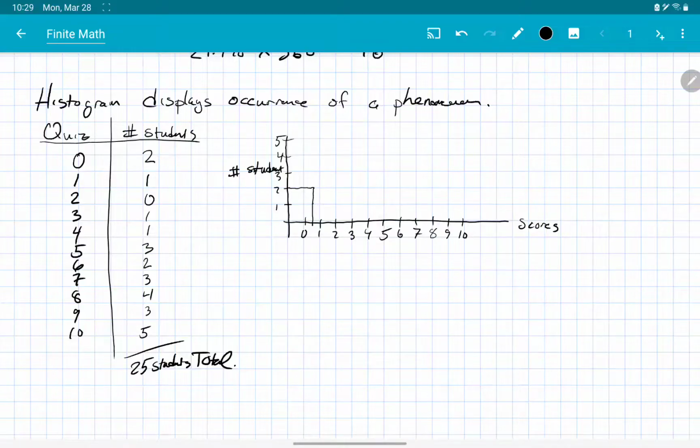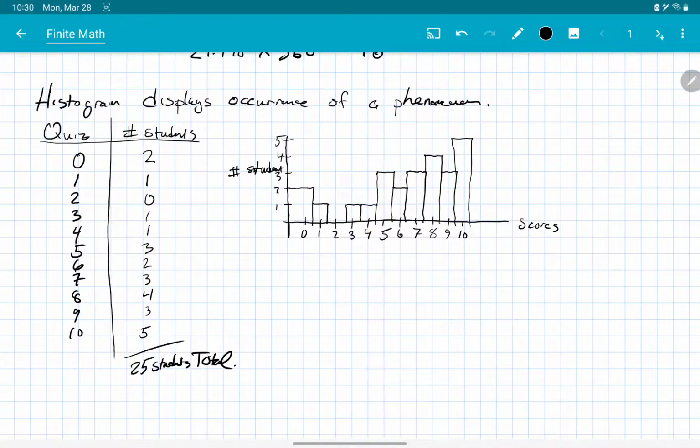Here we go. Nothing at 2. Box of height 1 at 3 and at 4. 5 gets 3 students. 6 gets 2 students. 7 gets 3 students. 8 gets 4 students. 9 gets 3 students. And 10 gets 5 students. So there's our histogram, which plots the frequency of something.